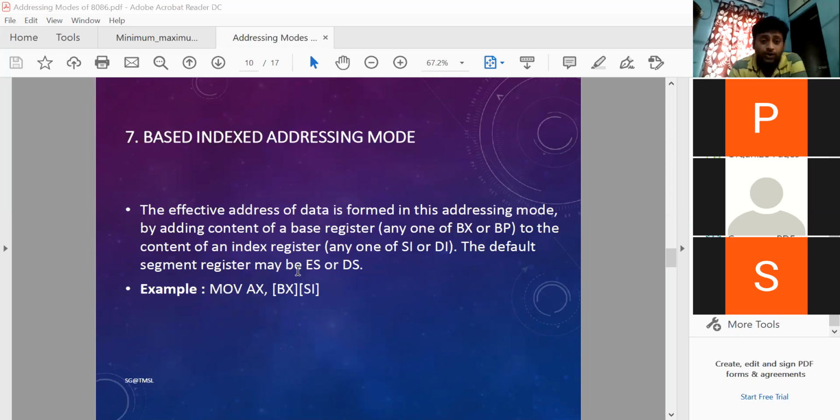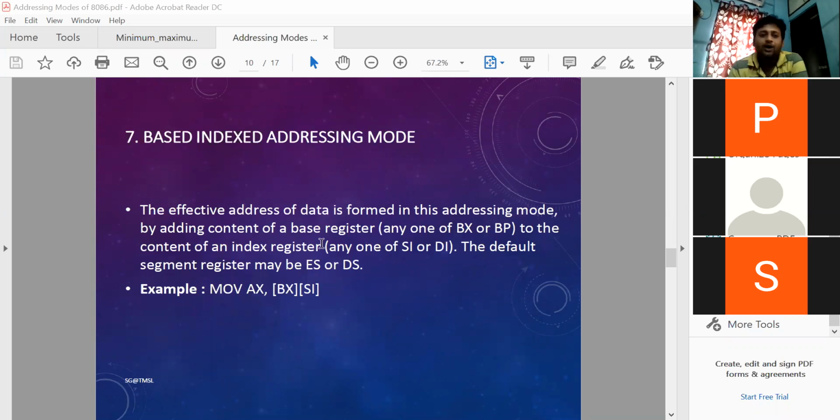Next, in this case, what will be the physical address? If DS is your segment address, the physical address will be DS into 10 plus BX plus SI. Clear? Your offset is divided into two parts: one is stored inside the base register, the other inside the index register.